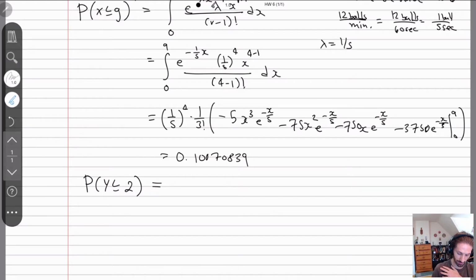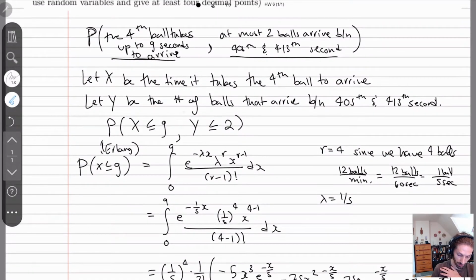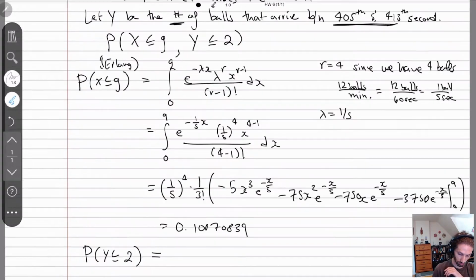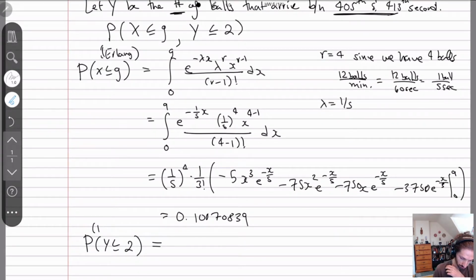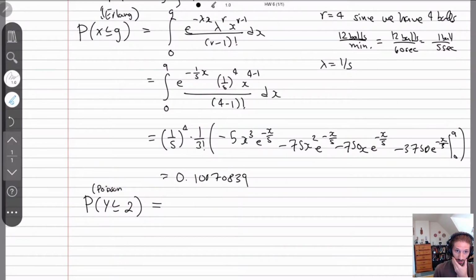So what is this? Here, this is calculating the number of balls between some number of seconds. Since I have an interval and I'm counting the number of balls, this should make you think Poisson. So here we have a Poisson distribution. And remember what Poisson is. First we need to calculate our mu, and we have to know how far we're going, right?